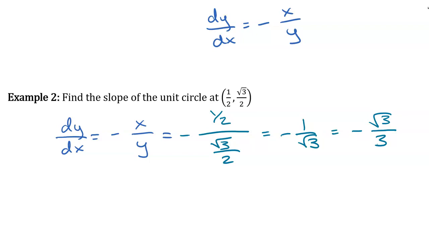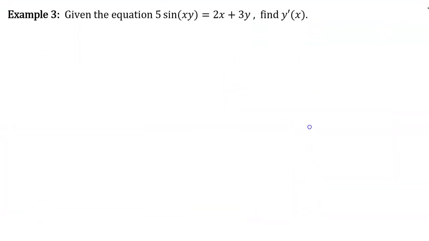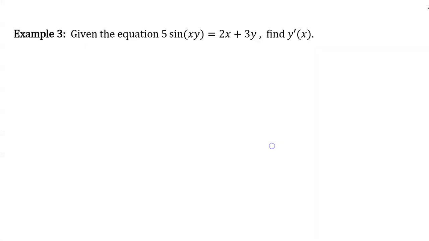Okay. So, how about something a little bit more annoying. We start the same way. We have this lovely thing, and we're going to take d dx of every single term. So d dx of that, and then d dx of the 2x, and d dx of the 3y. So our right-hand part of the equation is actually pretty simple. So we got the derivative of 2x, which is just 2, plus the derivative of 3y, which is 3 dy dx.